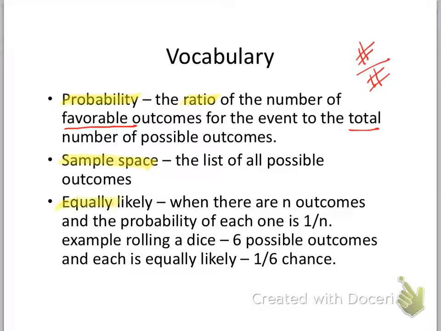Then we've got our next vocabulary word, the sample space. This is a list of all the possible outcomes. And lastly, we've got equally likely, when there are n outcomes and the probability of each one is 1 in n. Example, rolling a dice. There are 6 possible outcomes and each is equally likely, a 1 in 6 chance of happening.